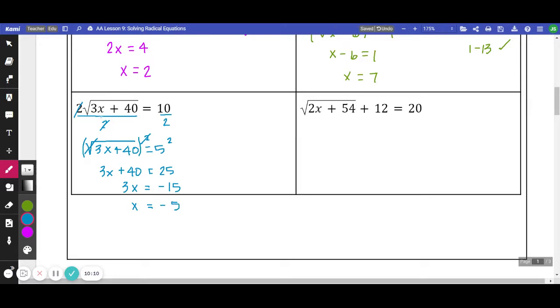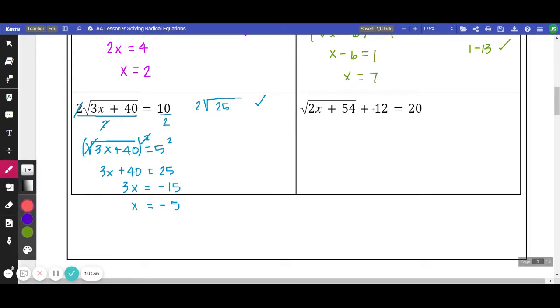So we have to plug that back in there to check. 2 times 3 times negative 5 is negative 15, plus 40 is 25. So square root of 25 is 5, times 2 is 10. Yep, we're good. Last one on this page.